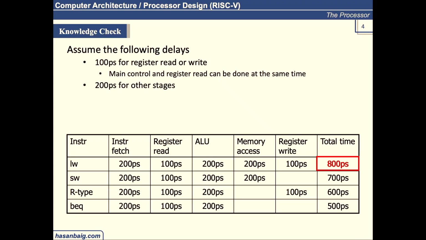But what do you see? The cycle period is 800 picoseconds. So once the instruction is completed in 600 picoseconds, it has to wait for 200 picoseconds to start executing the next instruction again. So clearly there is a performance issue.